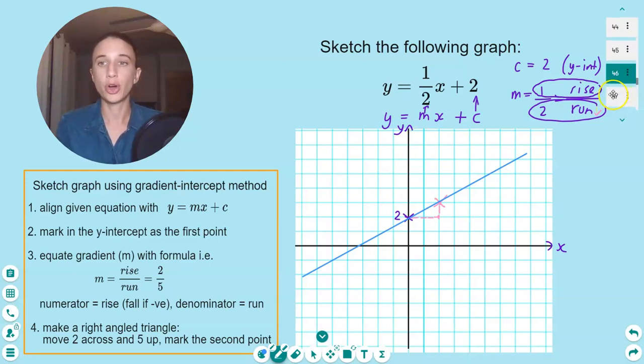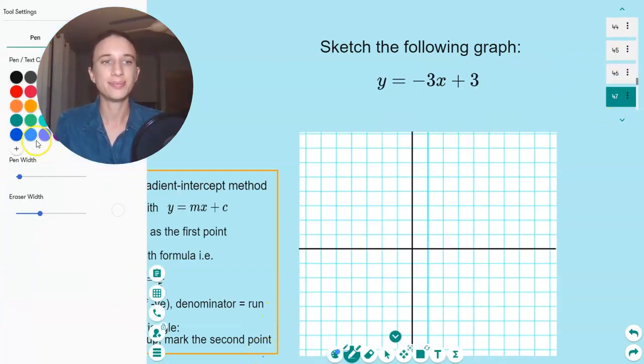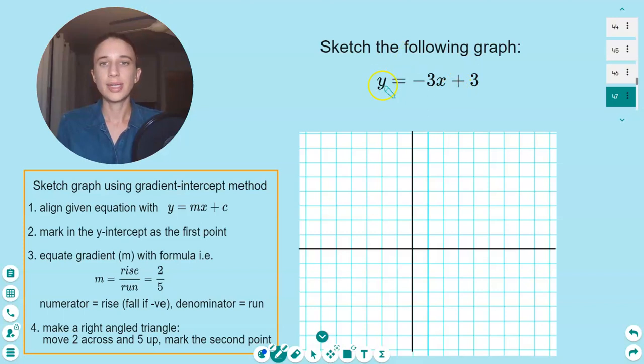Let's keep going. Try and get this done. So again, another graph. This time I'm noticing something. It's got a negative gradient. So maybe I'll make a little note to myself just to check my answer at the end. I should expect it to go downhill from left to right because that's a negative gradient. But let's line it up and try and plot this.